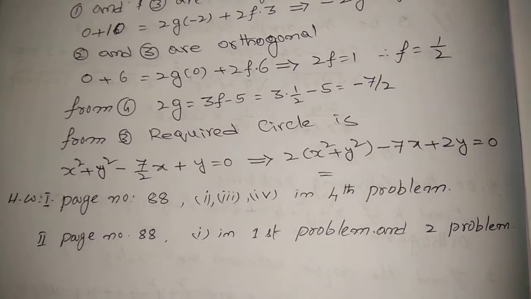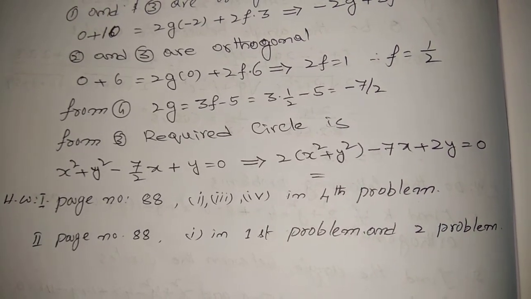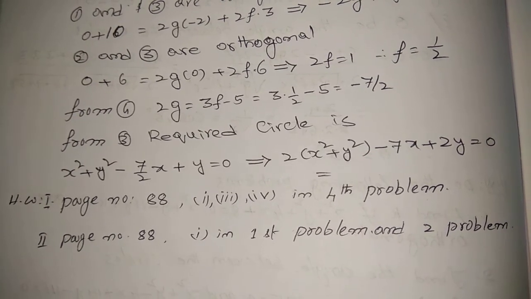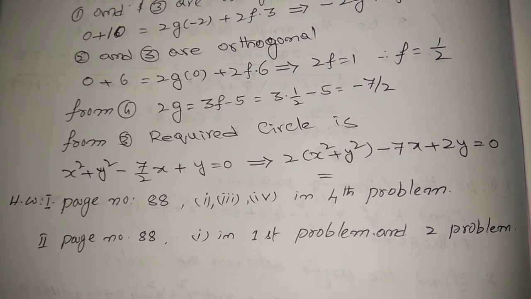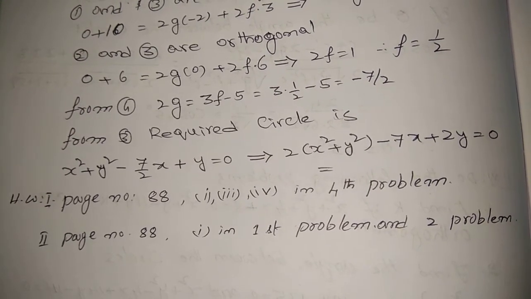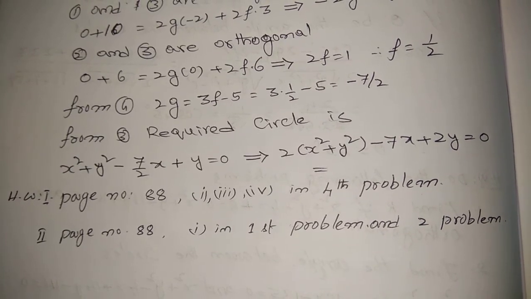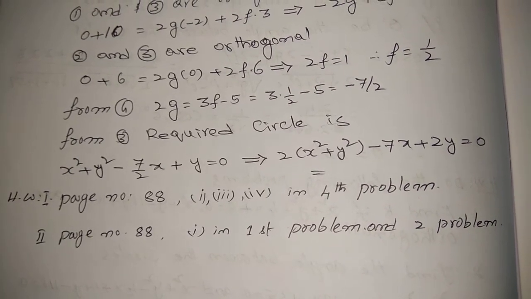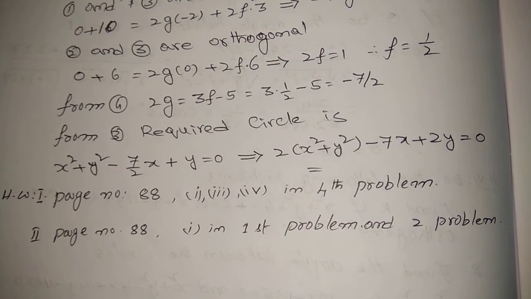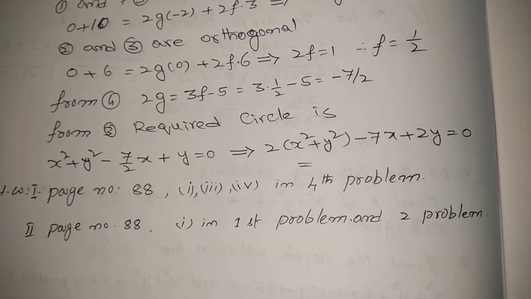About these two problems, I am giving two examples, homework problems. This is page number 88, fourth problem, first bit, third bit, fourth bit. Same page number 88, Roman number 2, first problem, one bit and second problem. You do these problems and also do some more problems in the exercise.